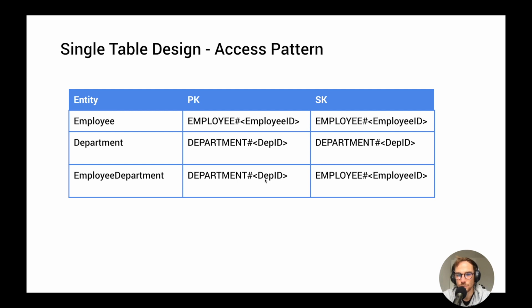And if we have to do the same thing on the other hand, so getting all the departments for a specific employee, we can just create a secondary index with the partition key and sort key flipped. So we're going to have the primary key of the GSI on the employee ID, and the sort key of the GSI department ID. And we can do the same query, but with the indexes flipped. So we can get all the departments for a specific employee ID.